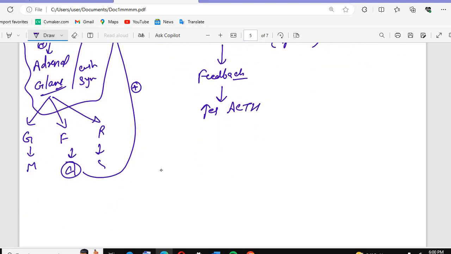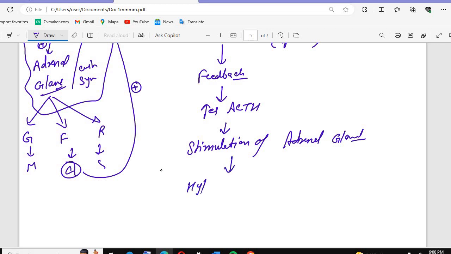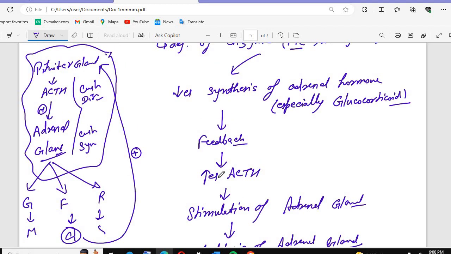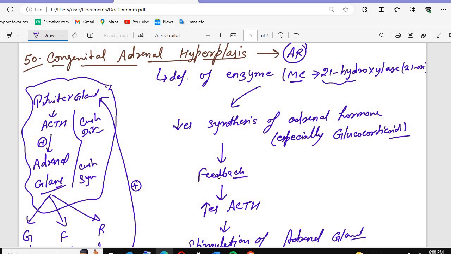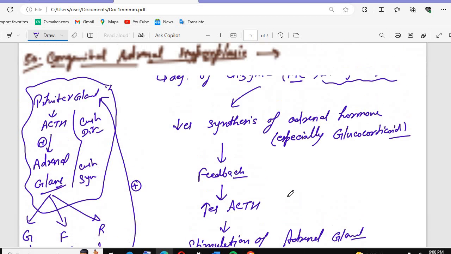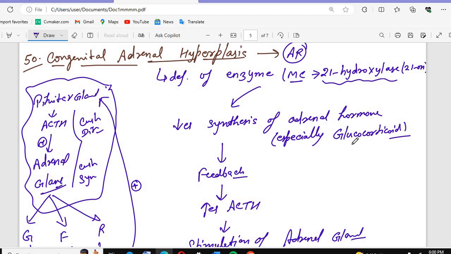When ACTH is increased, there will be stimulation of the adrenal gland, and with that stimulation there will be hyperplasia of the adrenal gland. This condition is seen when there is 21 hydroxylase deficiency. I told you that with 21 hydroxylase deficiency, glucocorticoids will be decreased.